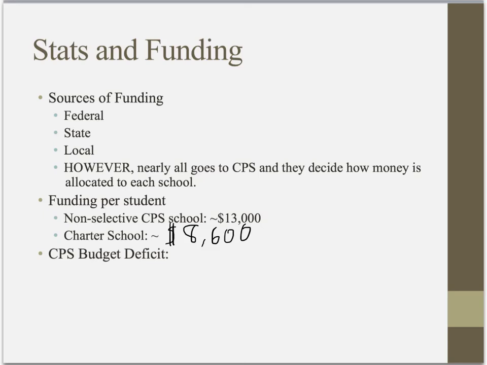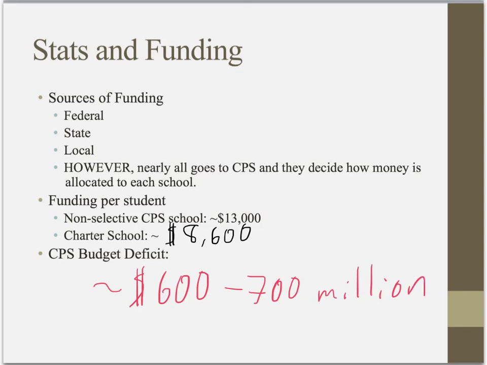Right? Previous slide, we talked about how it spends billions of dollars every year educating the children of Chicago. Well, it's expected that this coming year, CPS will have a budget deficit, so it will be operating in the red, of approximately somewhere between $600 and $700 million. Right? So this year, CPS has a budget deficit between $600 and $700 million.